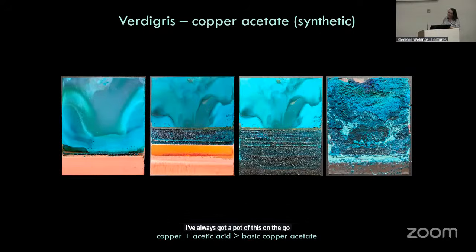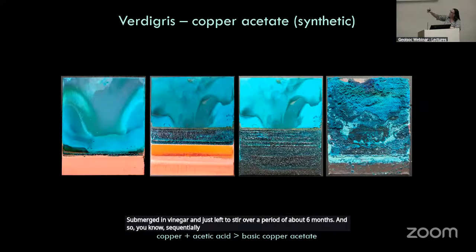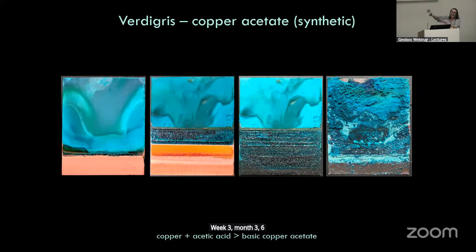These are copper etching plates that have been submerged in vinegar and just left to stew over a period of about 6 months. Sequentially, from left to right, that's about day 1, week 3, month 3, 6 months, and you can see this just corroding away. Again, do not do this at home, but then you scrape it off, make it into a pigment. It's poisonous.